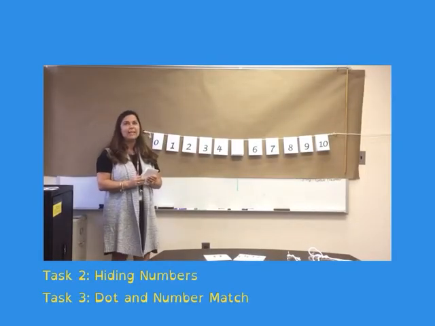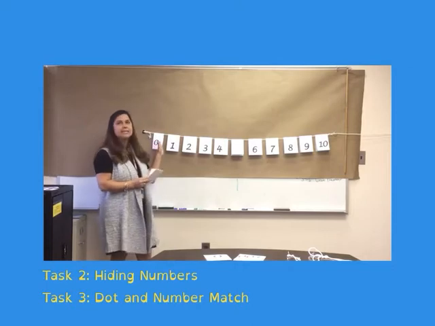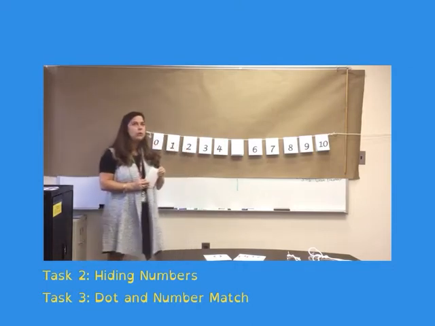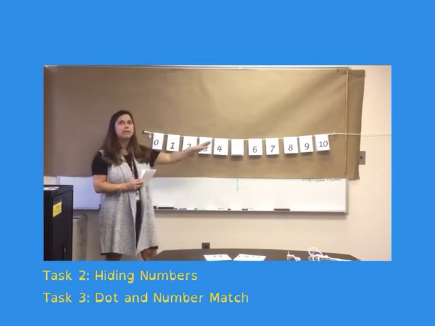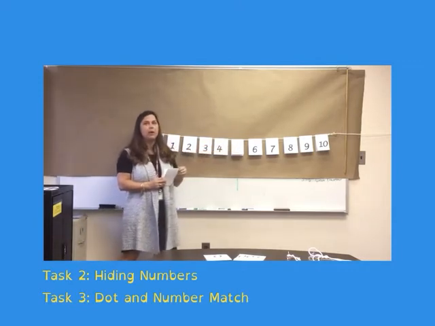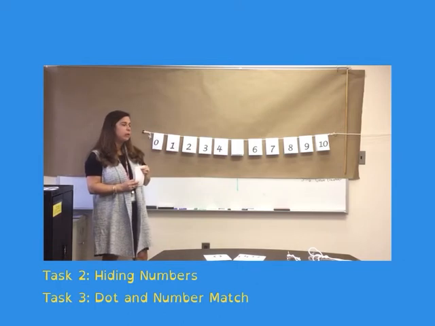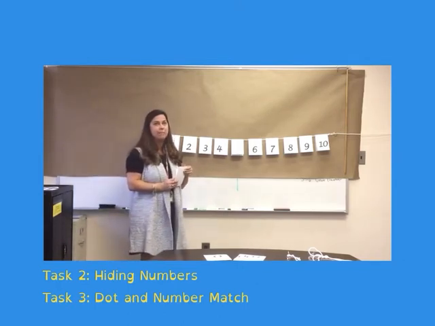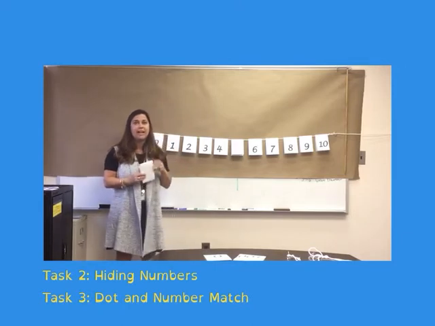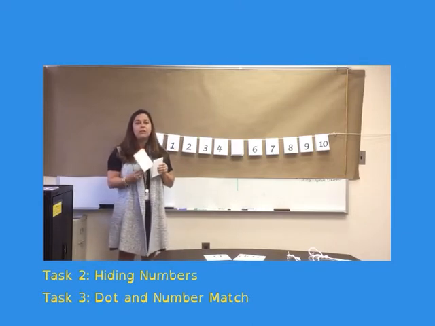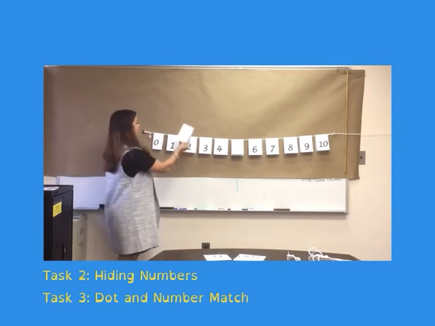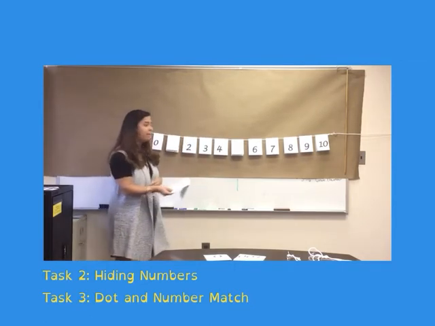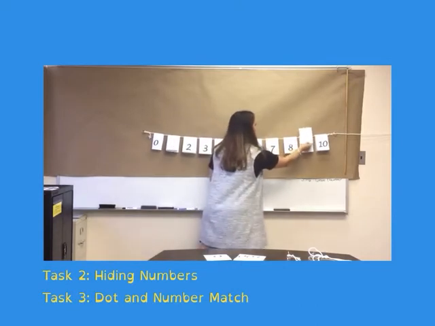Task 2 is called hiding numbers. You are going to place the cards 0 to 10 on the number line. Notice that I have one of the cards hidden by placing a blank card on top of the number. You're going to ask your students which number is hiding. Give them some think time, call in a volunteer, and ask them how they know. You can increase the rigor of this task by hiding maybe 2 numbers. If you really want to bump up the rigor, hide 3.